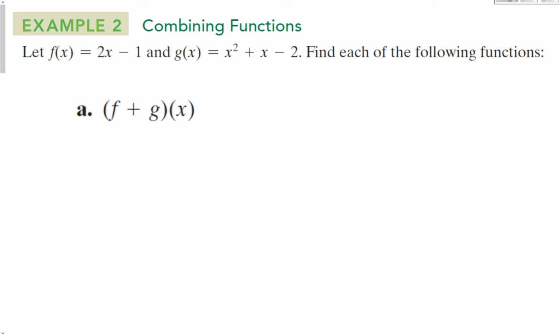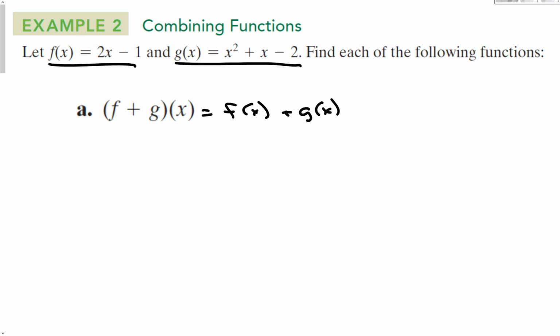So let's start with combining two functions with addition, subtraction, multiplication, and division. We're going to start with my two functions, f of x, 2x minus 1, and g of x, x squared plus x minus 2. So f plus g of x is simply going to be f of x plus g of x.